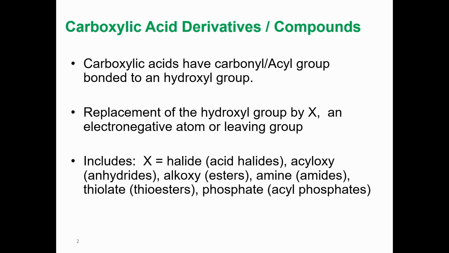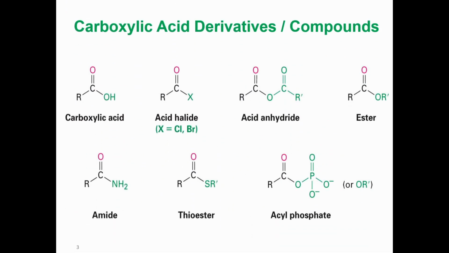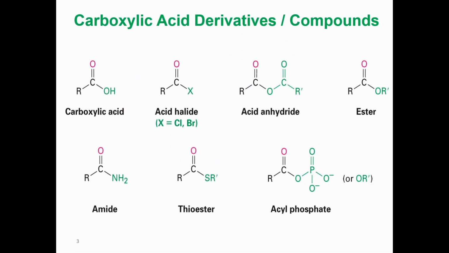This hydroxy group is represented by X. So when X becomes all the above mentioned, we form their respective acid derivatives. These are common acid derivatives. This is carboxylic acid. The one highlighted with green is the hydroxy group. So when this hydroxy group is replaced with halide, acid halides are formed. It can be acid chloride, acid bromide, or such like.